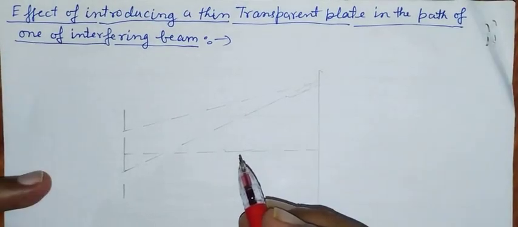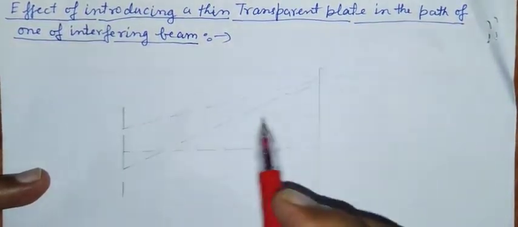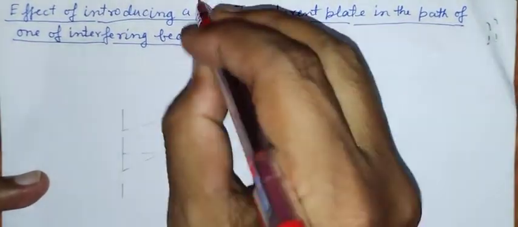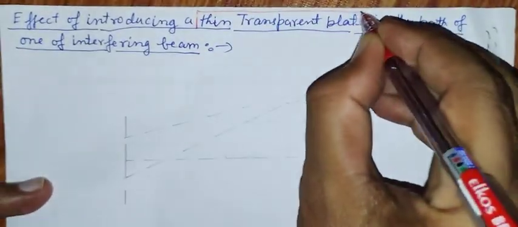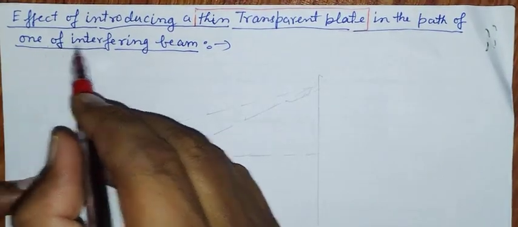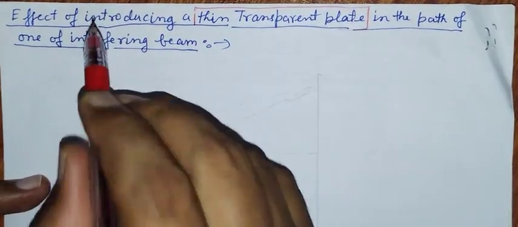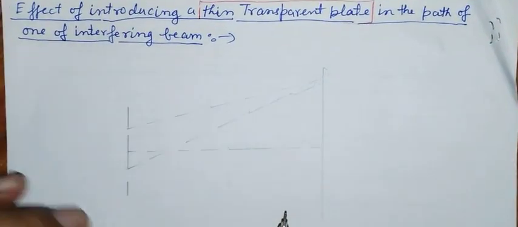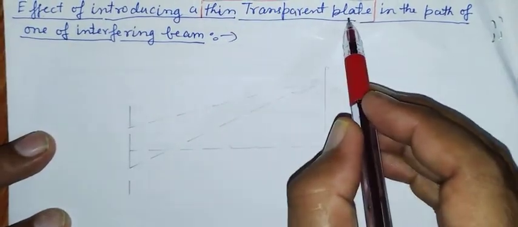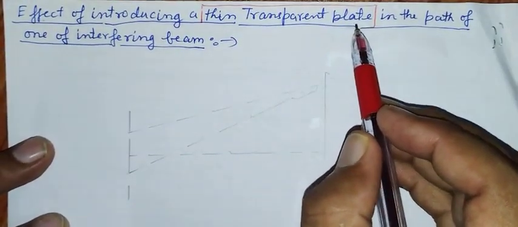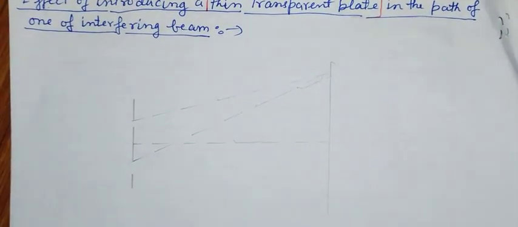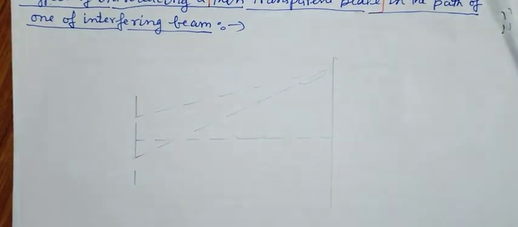Hello everyone. We are going to see the phenomenon of interference when we introduce a thin transparent plate in the path of one of the interfering beams of light. So here in this interference pattern we will try to see what the effect is when we keep a thin transparent plate in the path of one of the interfering beams. So see very carefully how.